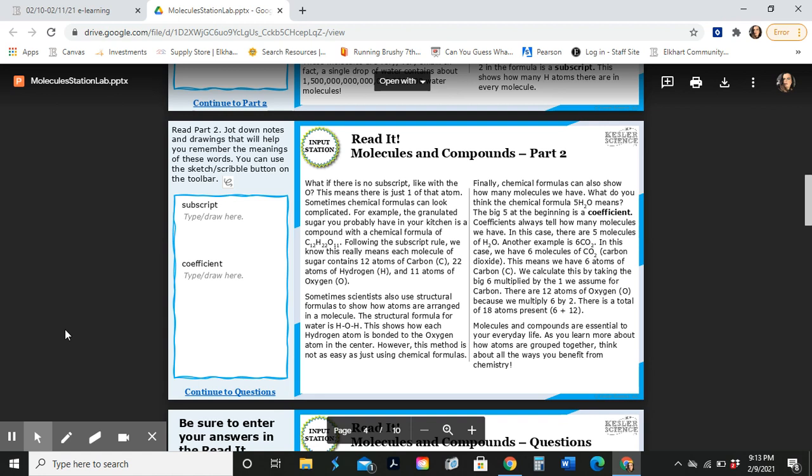Sometimes chemical formulas can look complicated. For example, granulated sugar, which you probably have in your kitchen, is a compound with the chemical formula C12H22O11. Following the subscript rule, we know this means that each molecule of sugar contains 12 atoms of carbon, 22 atoms of hydrogen, and 11 atoms of oxygen.